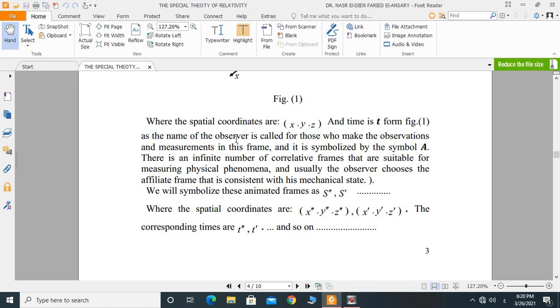The observer who makes the observations and measurements in this frame is symbolized by the symbol A. There is an infinite number of frames that are suitable for measuring physical phenomena.